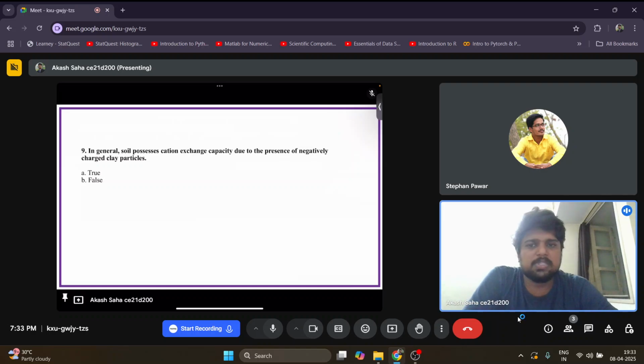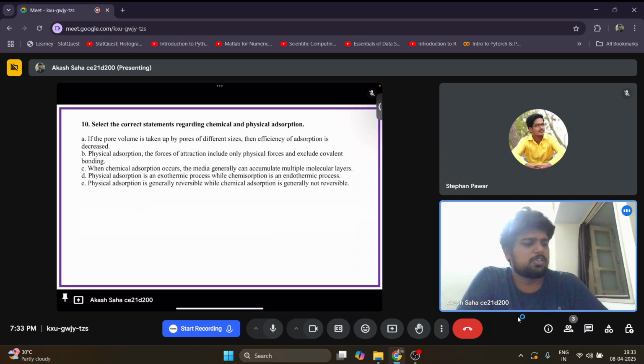So soil also possesses some. True. Yes, true. That is correct because the soil itself has some negatively charged clay particles which will act as a cation exchange capacity. Okay, so that is true. There is nothing much to discuss.